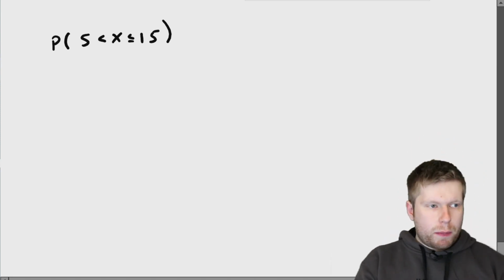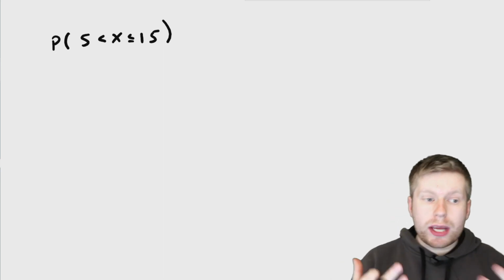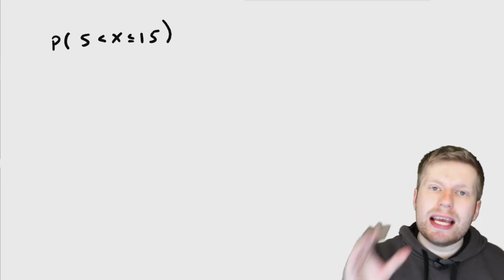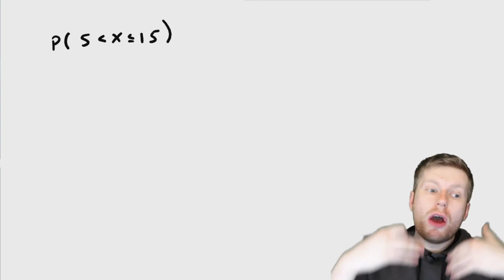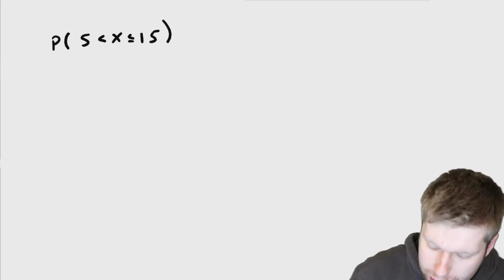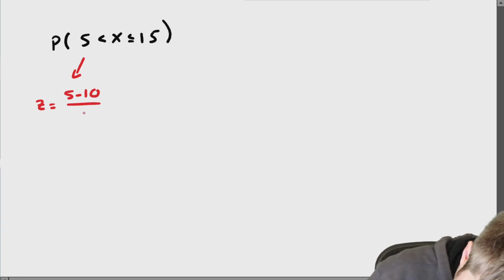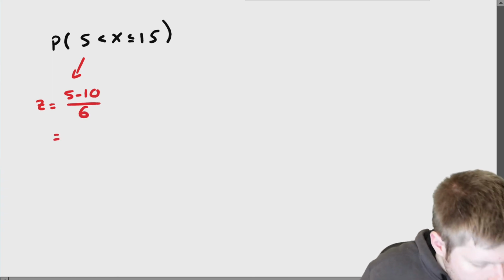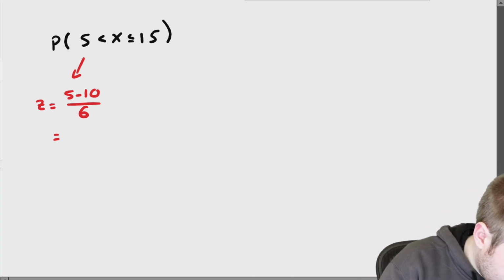So let's have a look at this probability here. Let's have a look at the probability that we're looking at a value between 5 and 15. Well, okay, in this case, what I'm going to do is standardize each value separately because I need to work out how many units of standard deviation 5 is in relation to the mean and how many units of standard deviation 15 is in relation to the mean. So let's first of all do the 5. So we do z equals 5, take away our mean, which is 10, divide by a standard deviation, which is 6. So we get negative 5 over 6. So negative 5 divided by 6.